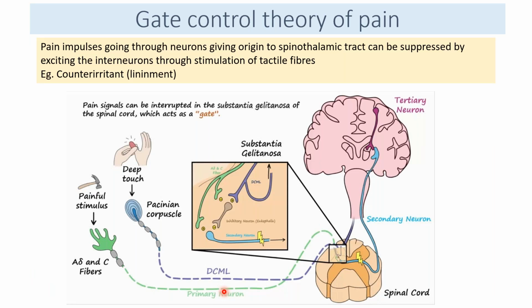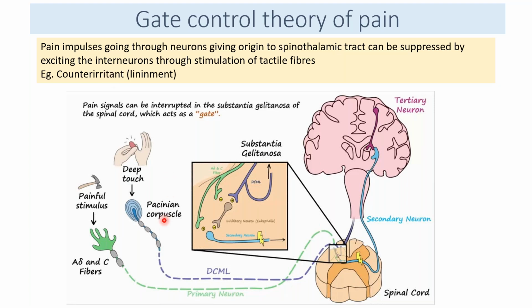Before I start the gate control theory of pain, I would like you to know about counter irritants. Has anybody learned about counter irritants or liniments? For example, for a headache, what do you apply? A counter irritant. Many local drugs are available. So you apply balm onto your head. So what are they doing? What is happening with the help of a counter irritant is this.